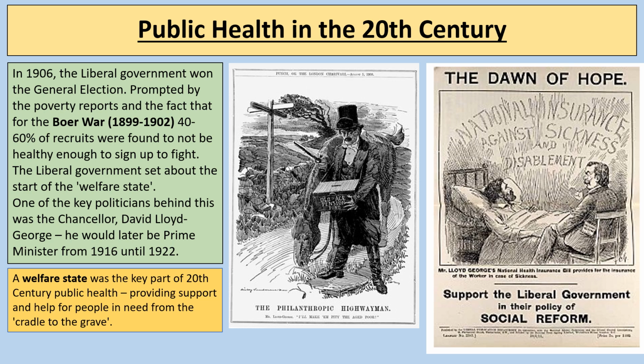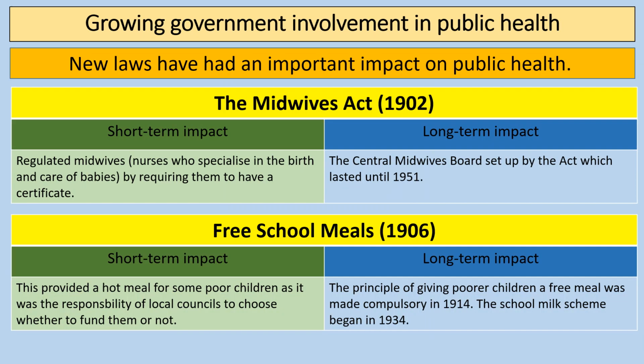And a key politician behind this was the Chancellor David Lloyd George, who became Prime Minister from 1916 to 1922. The welfare state was the key part of 20th century public health, providing people with support and help from cradle to the grave. So these are some of the changes in the so-called liberal welfare reforms that were brought in.